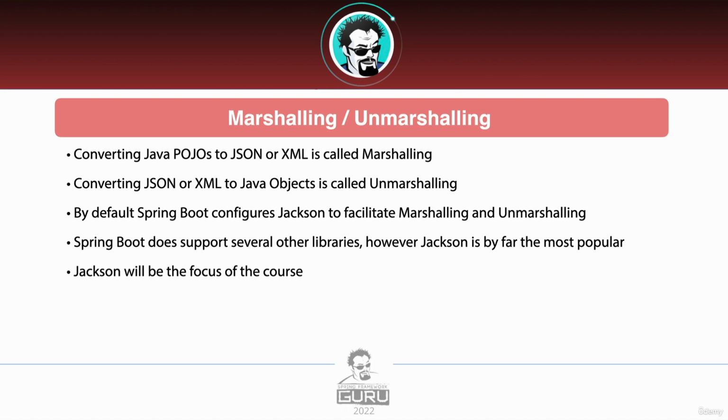This is the act of converting POJOs to JSON. So if you're converting a POJO, a Java object, to JSON or XML, which is essentially a text document, that is called marshalling. And then converting from JSON or XML to Java objects, that is called unmarshalling. By default, Spring Boot configures Jackson to facilitate marshalling and unmarshalling. So remember, when we are converting from the Java world to the HTTP response to provide JSON, or we are taking in a request that has JSON in it, that is going to be what we're using, convert from JSON or XML to the Java world and vice versa.